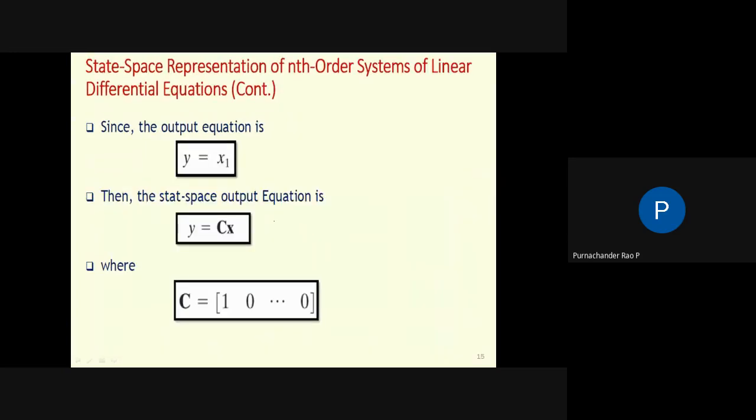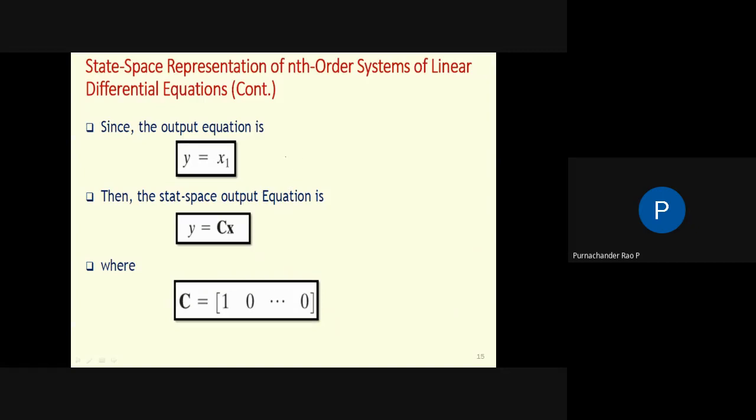Similarly, your output equation is y equal to x1 only. So we are assuming that y is equal to x1. So y is equal to c into x. So c will be equal to 1, 0, 0, and so on. So this matrix C will be written as p by n. There are p number of outputs and n number of state variables, and therefore the matrix C.